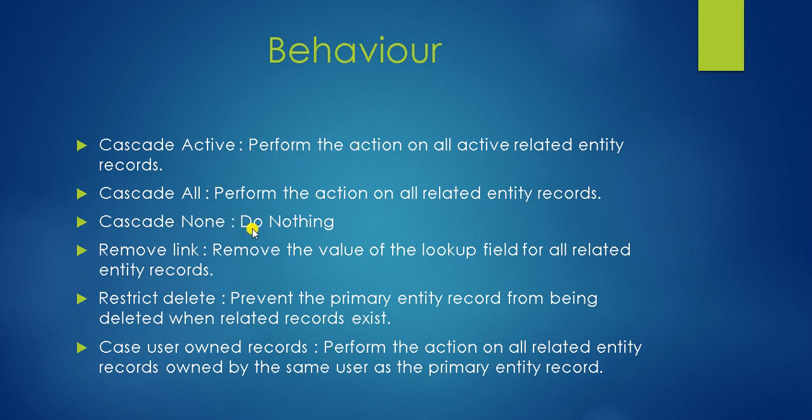So the action will be taken on all records within the related entity if I make any changes in the primary entity record. Cascade none means doing nothing, no changes. Remove link: remove the value of the lookup field for all related entity records.